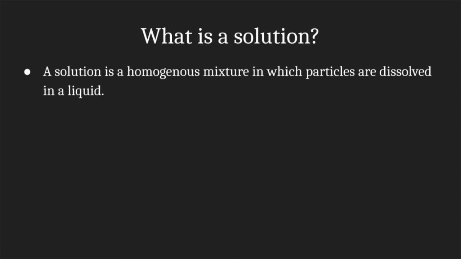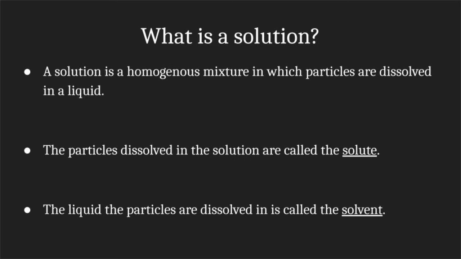solutions are and how a substance actually dissolves to create the solution. So first, what is a solution? A solution is a homogeneous mixture in which particles are dissolved in a liquid. So remember, homogeneous means uniform, so whatever dissolved is spread out equally throughout the solution. And these particles that we're dissolving are called the solute. And then the liquid we're dissolving the particles in is called the solvent.